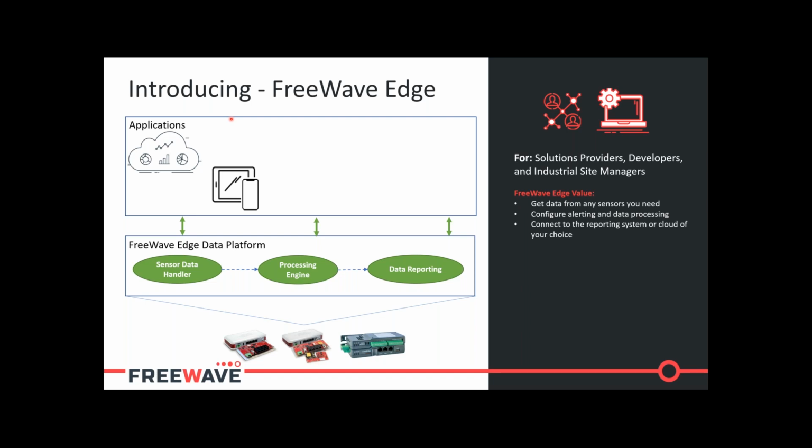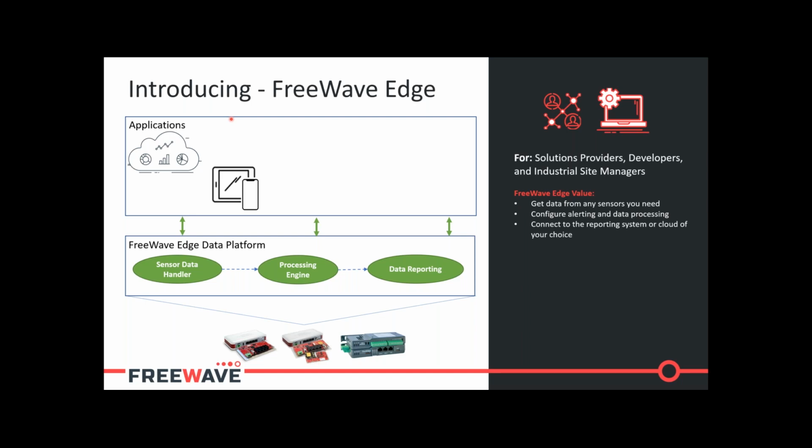As part of us ramping up and making more platforms and solutions available, these green arrows here denote a REST API, which is a common software development mechanism for cloud and mobile apps that makes it easy for other companies, application developers, partners to develop your own apps on top of FreeWave Edge. So to get data from any sensors you need, configure alerting and data processing, and tell us where the data should go, and we'll take care of the processing, we'll take care of the data reporting.